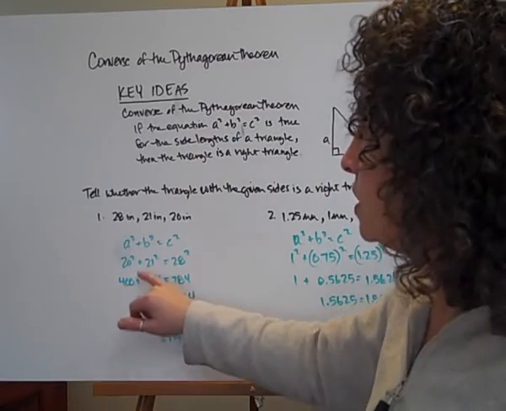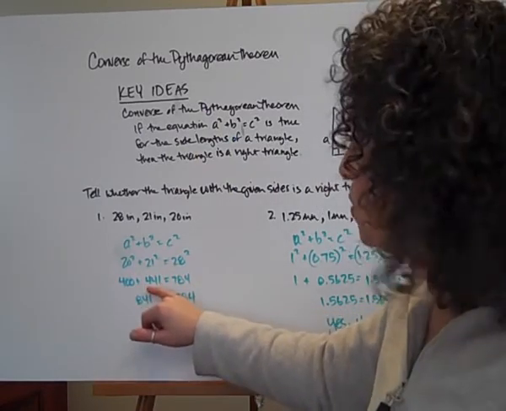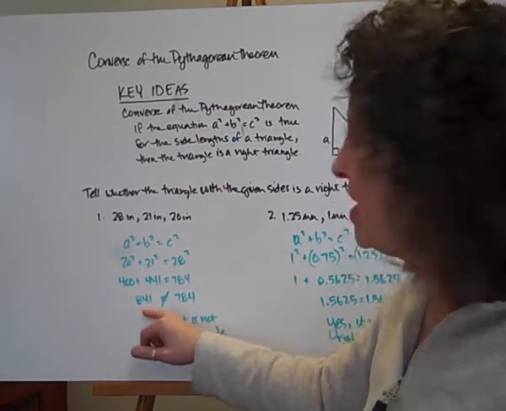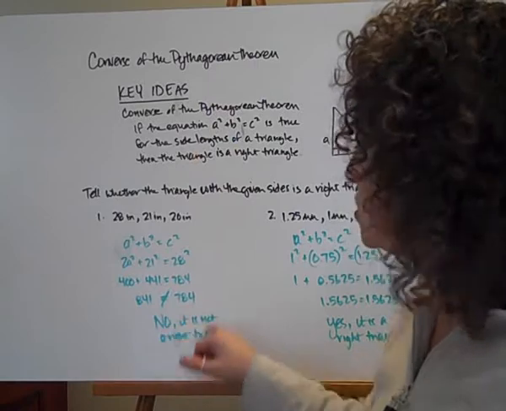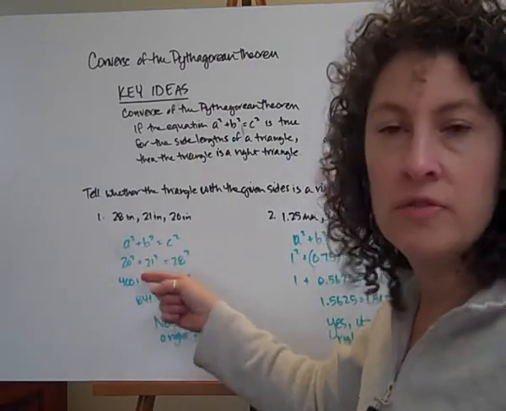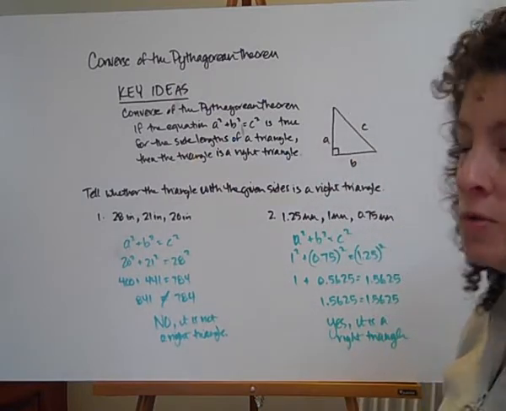When I square them, I come up with 400 plus 441, and my 28 squared is 784. When I add them, I get 841. That's not equal to 784, so this is not a right triangle, since the square of the two legs is not equal to the square of the hypotenuse.